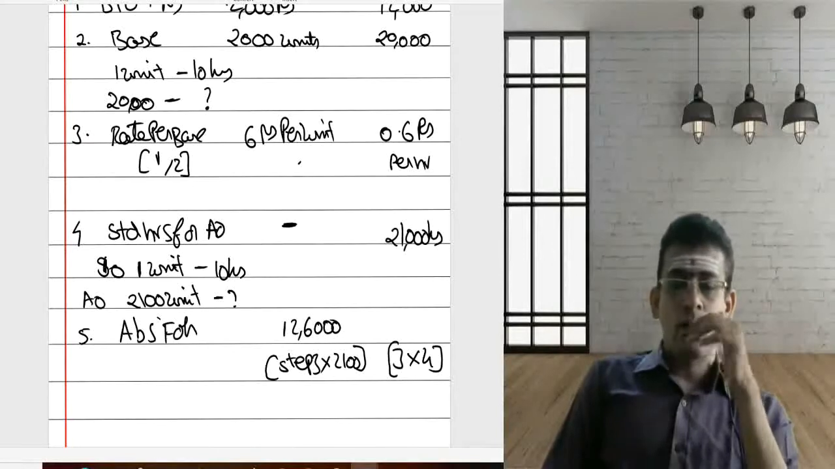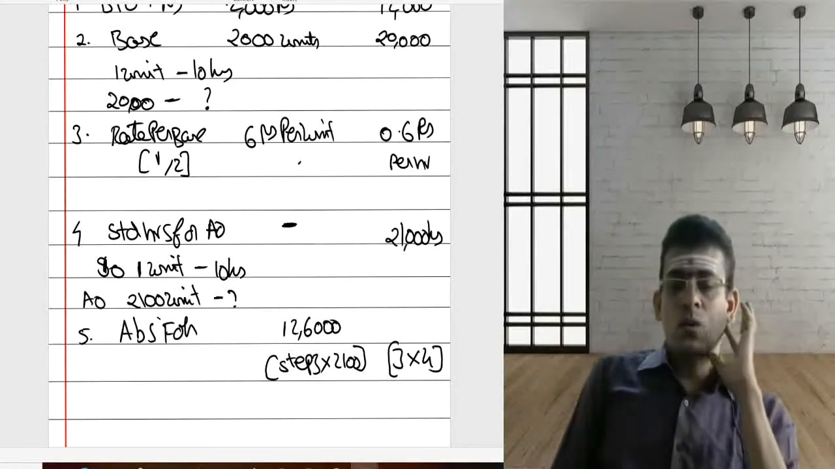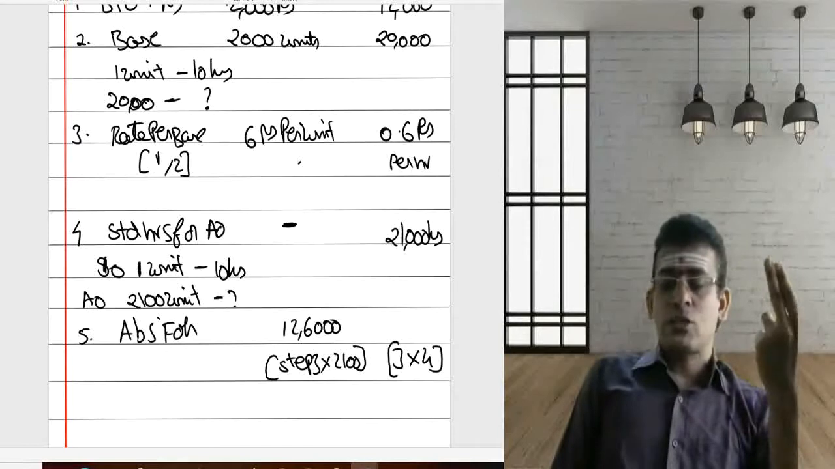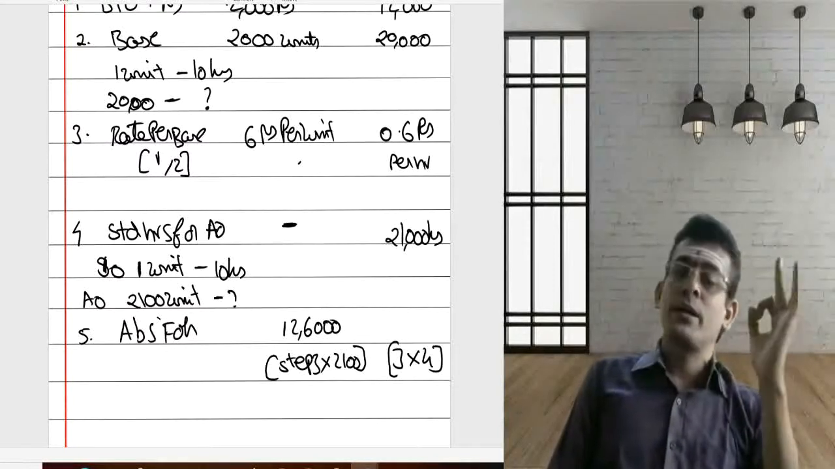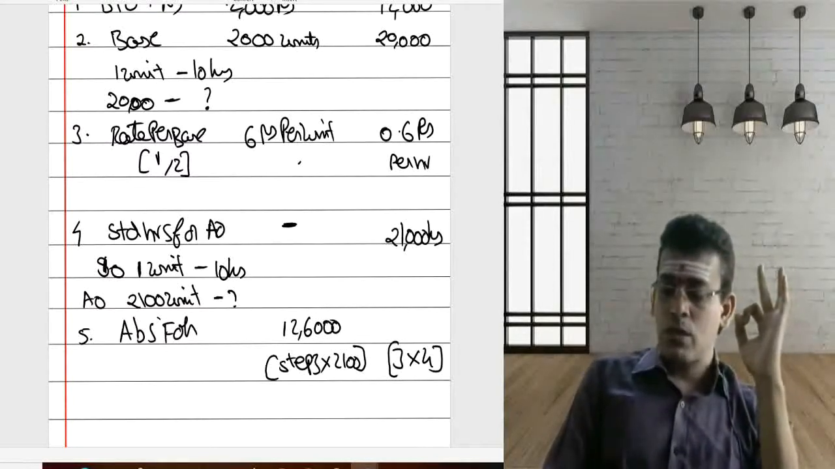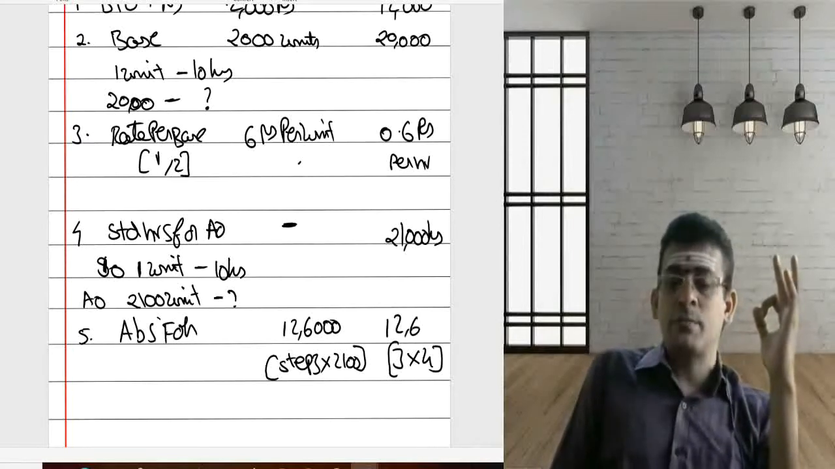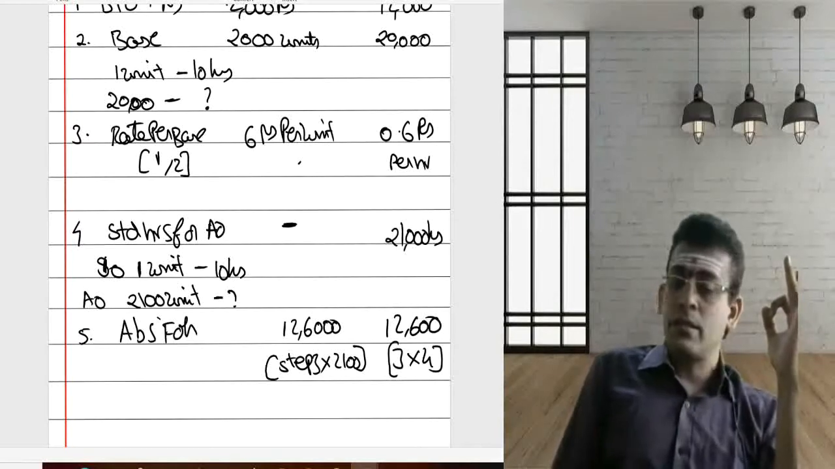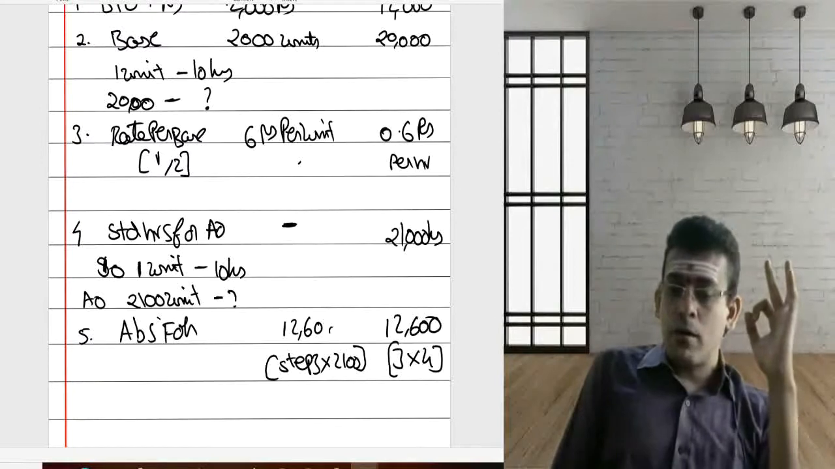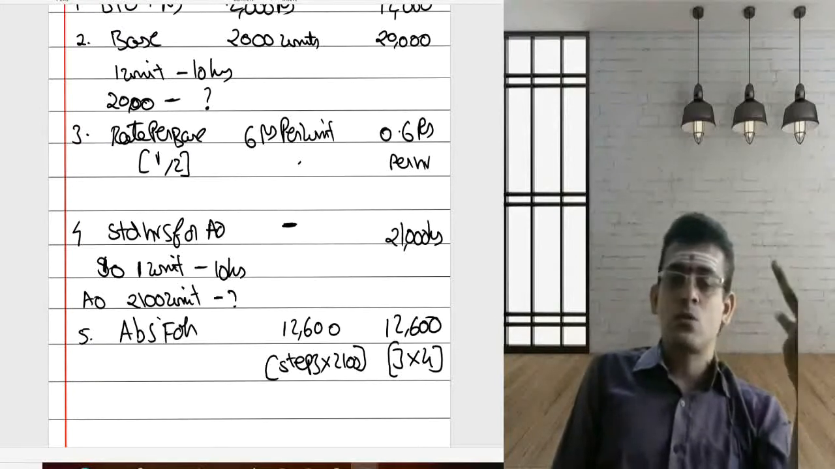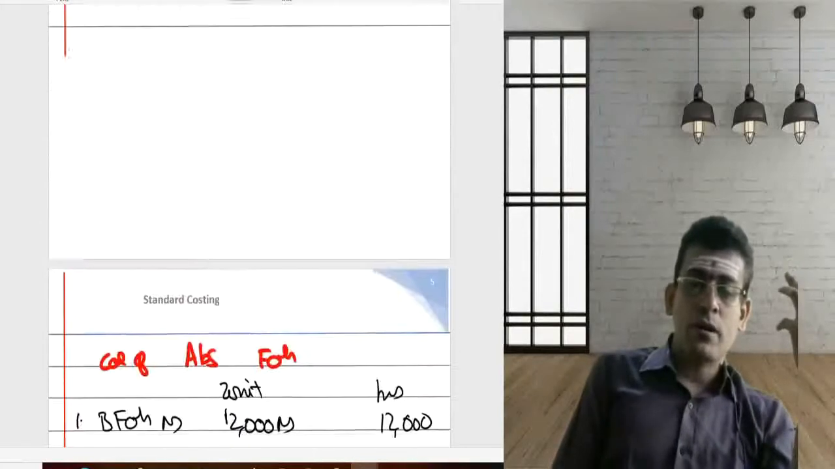Now what do I have to do? I have to multiply step 3, which is rate per hour, into standard hours for actual output. What is my standard hours for actual output? 21,000. So 21,000 into 0.6 should also give me the same thing, 12,600. Whatever mode you adopt, whether based upon units or based upon hours, you should always get the same thing. Otherwise there is no point. So here your observed fixed overhead is 12,600.